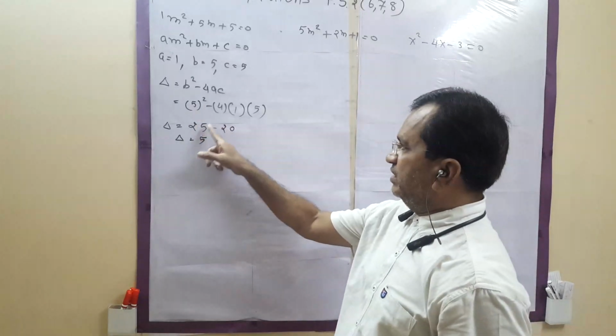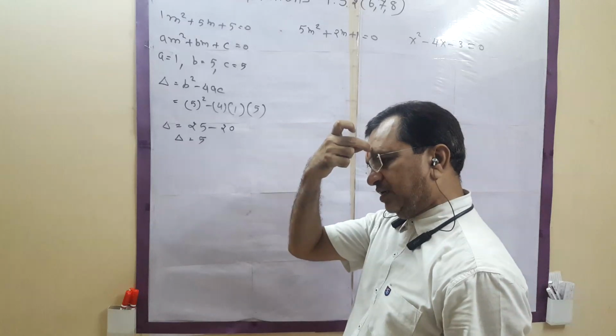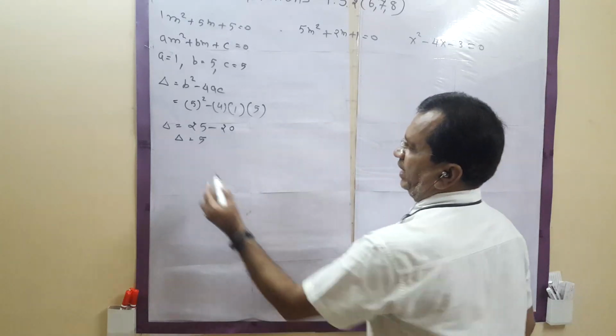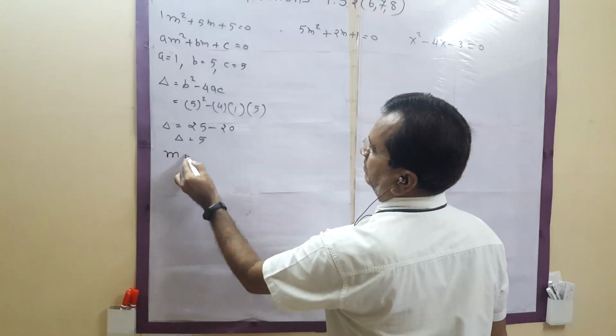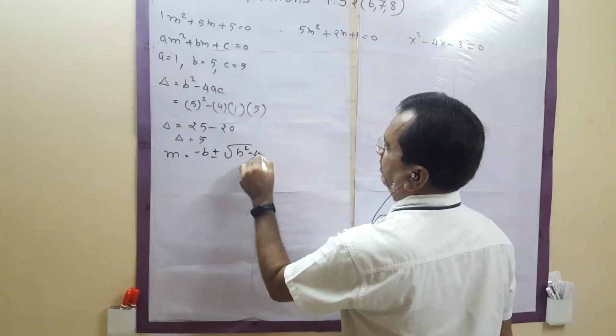5 fives are 25. 4ac, 5 fours are 20. 25 minus 20 is equal to 5. Now the direct answer: x is equal to minus b plus or minus under root b square minus 4ac.